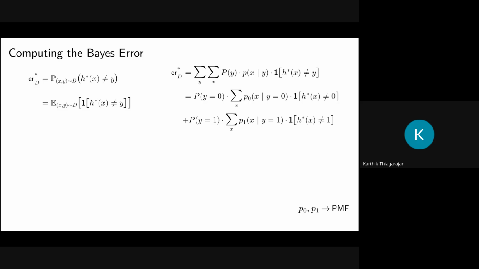As far as computing the Bayes error is concerned, these are two main things you have to keep in mind. Expand the expectation, and depending on whether it's discrete or continuous, use a summation or an integral. And focus on the regions where the classifier is making a mistake, because that is what is going to be non-zero. So that is concerning the Bayes error.